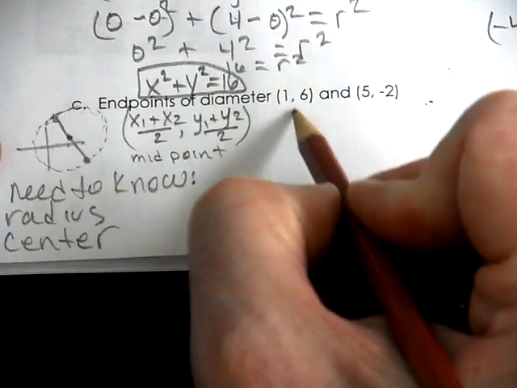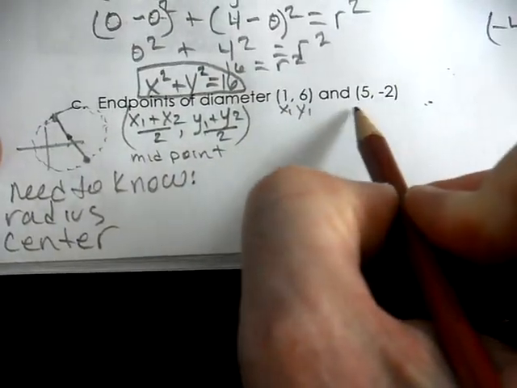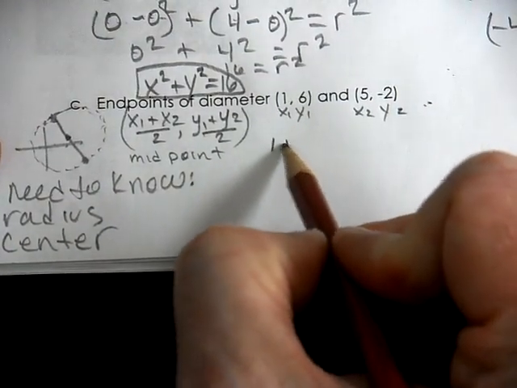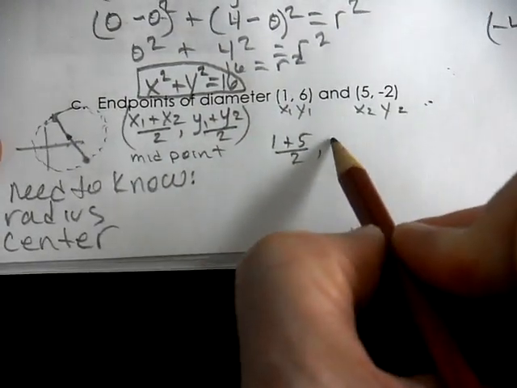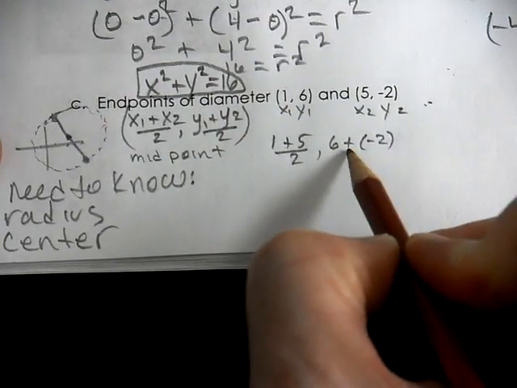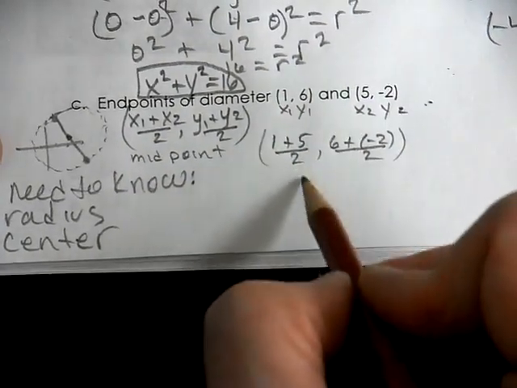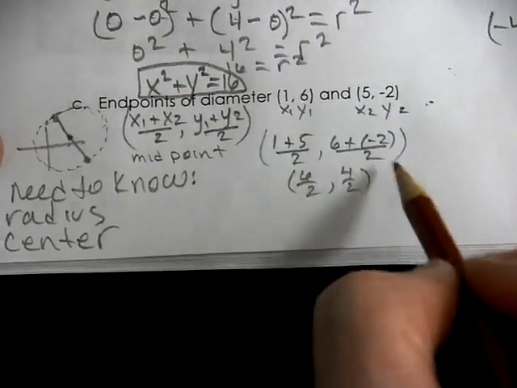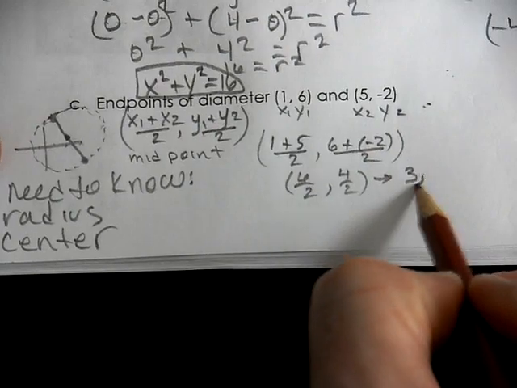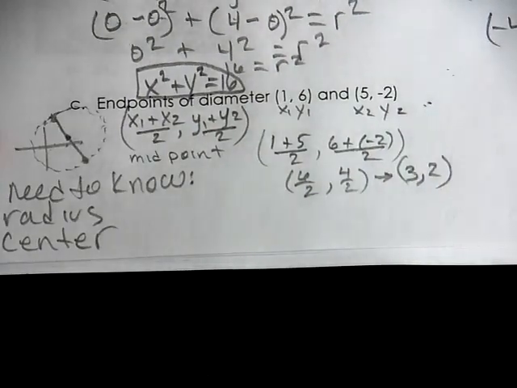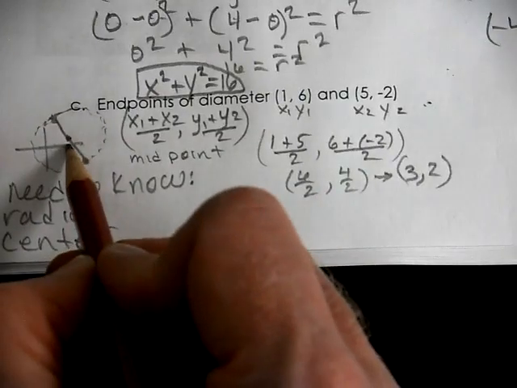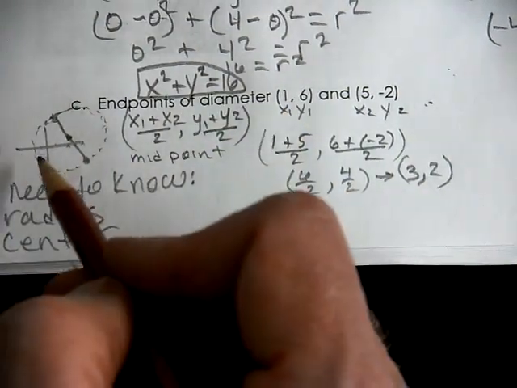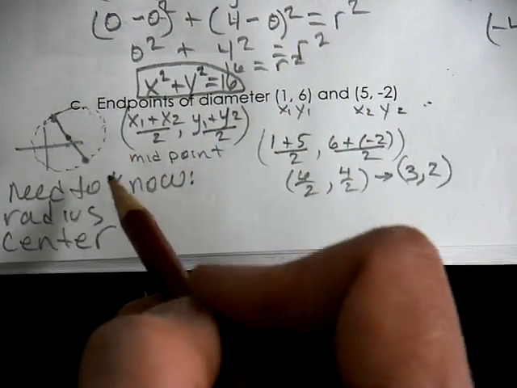So we're going to do that here. We have point x1 and y1 and x2 and y2. So we take our x's, 1 plus 5 over 2. And 6 plus a negative 2 over 2. That gives us 6 over 2 and 4 over 2, which is clearly 3, 2. So that's my center point. 3 to the right, then 2 up. That's halfway between 1 to the right and 6 up, and 5 to the right and 2 down.